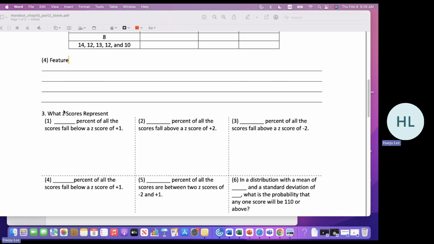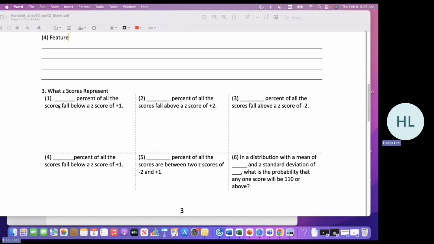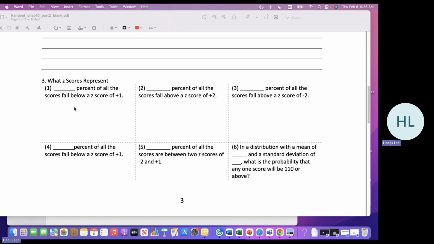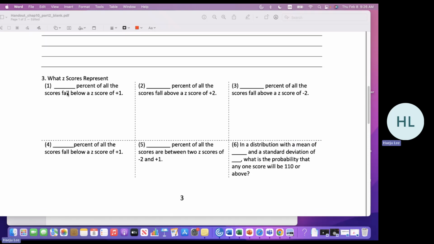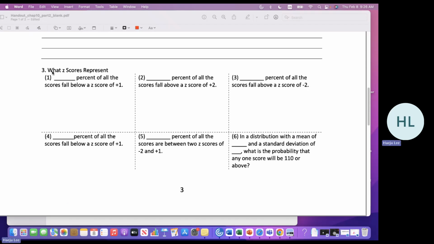So let's move on to one problem. What do G scores represent? What percent of all of the scores fall below a G score of positive 1?